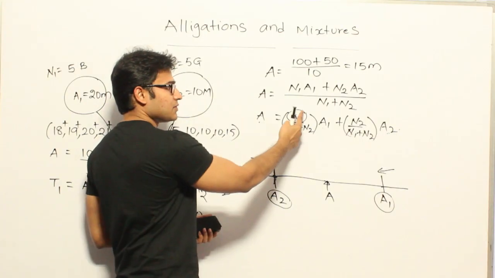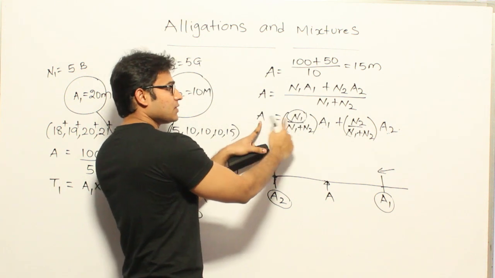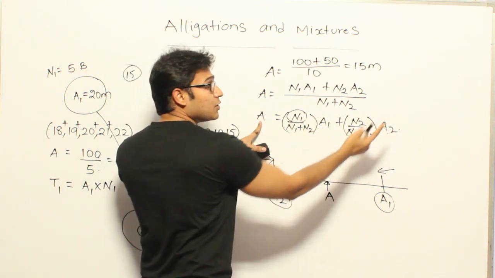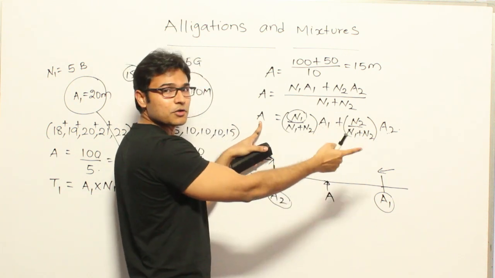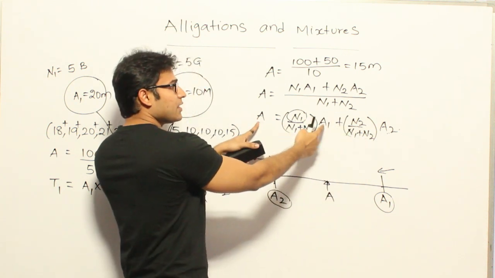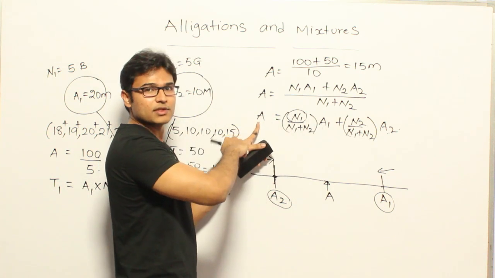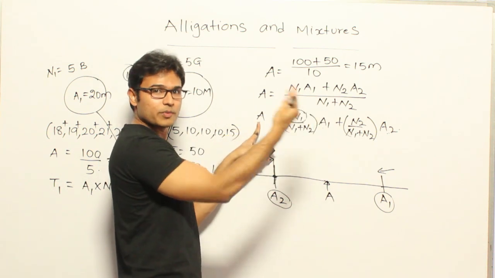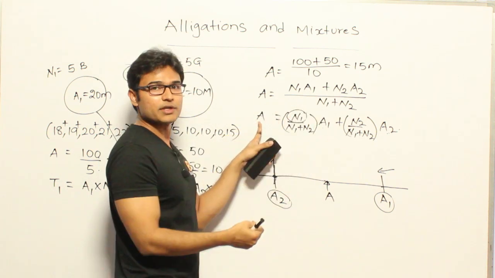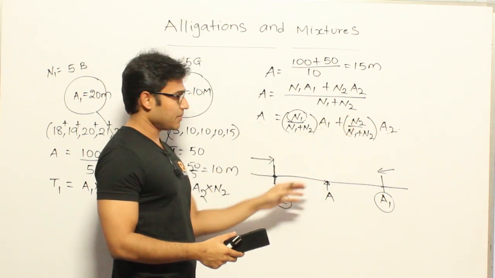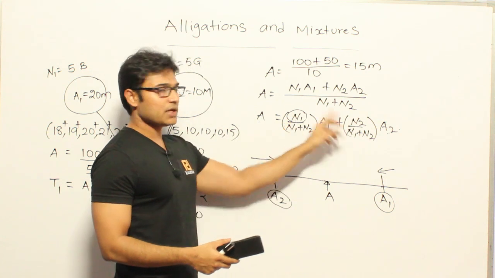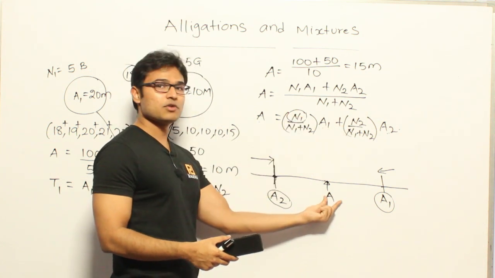So if you make n1 as 0, the average is going to be a2, right? Why? Because n2 by n2 into a2, which means if I don't add any items from group a1, then the final group is containing the group a2 only, right? That is why it got a2 only. So if you make n2 as 0, then your average is going to be a1. So depending on what the values of n1 and n2 are, the final average is going to depend.